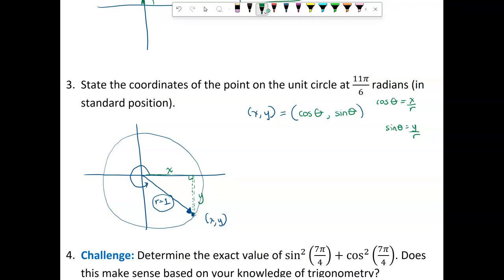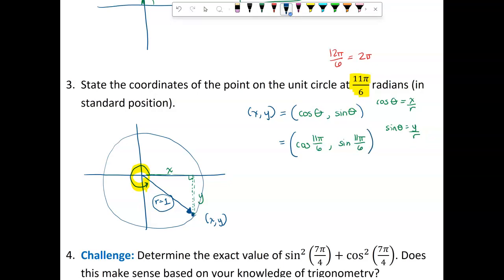For this question, we're trying to find the coordinate of the point that has the measurement of 11 pi over 6, that's what we've drawn here. How do I know that? Because 12 pi over 6 would be 2 pi, so we're almost at a full rotation, just short of that. That means we're going to look into the cos of 11 pi over 6, and we'll look at the sine of 11 pi over 6.